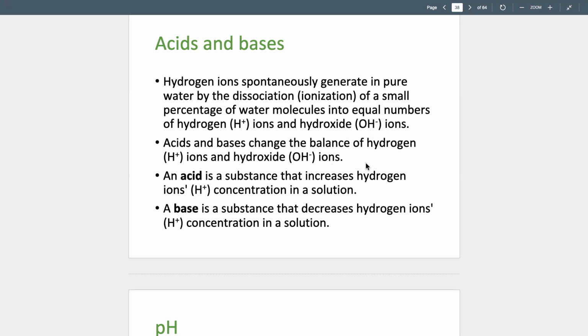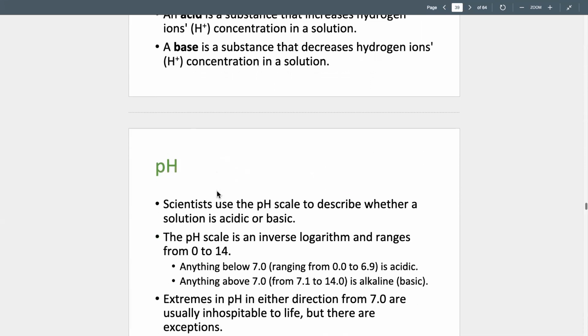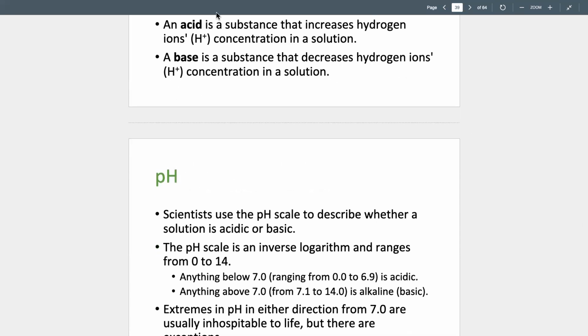Acids and bases change the balance of hydrogen and hydroxyl ions. So basically, you'll get an accumulation of either hydrogen ions or hydroxyl ions, whether you're in acids or bases. So an acid is a substance that's going to increase hydrogen ions in solution. A base is just the opposite. It'll increase the concentration of hydroxyl ions because you're decreasing your hydrogen ion concentration in solution. So you always think of it as how much hydrogen ions do we have in solution, and that is what makes it either an acid or a base.